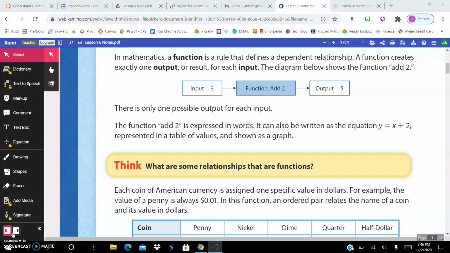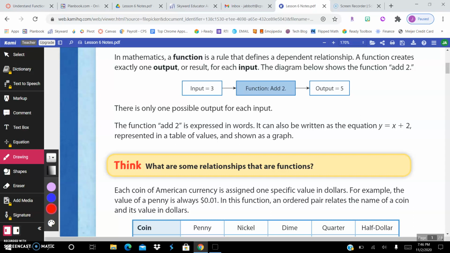Lesson 6 is on understanding functions. And a function is a rule that defines a dependent relationship. So that's our first vocab word here. And a function creates exactly one output or result for each input.